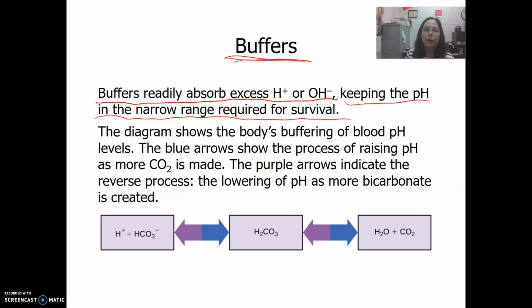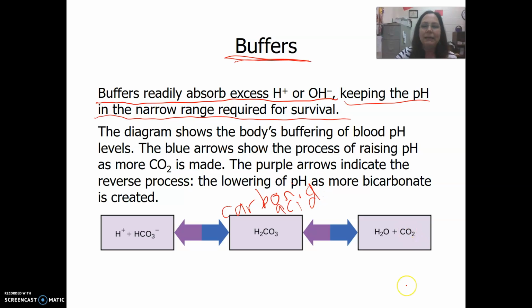It's one example of homeostasis, the mechanism for how homeostasis occurs. So the diagram below shows the body's buffering of blood pH levels. The blue arrow shows the process of raising the pH as more CO2 is made, and the purple arrow indicates the reverse process, the lowering of pH as more bicarbonate is created. So this is carbonic acid, and we'll start on the right instead of the left.